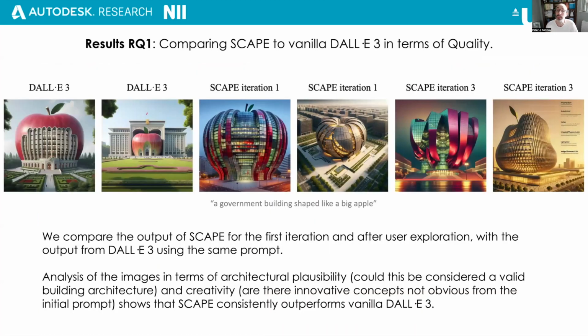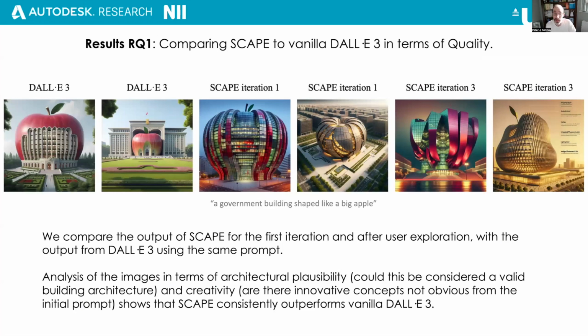If we compare SCAPE to vanilla DALL-E 3 in terms of quality, think about this one. This is a government building shaped like a big apple. So DALL-E 3 had to go in the first two, the left two images. And I mean, it's silly, really. These look like a cartoon. These are not valid architectural concepts. Whereas SCAPE iteration 1 and 2, I mean, they're proper buildings.